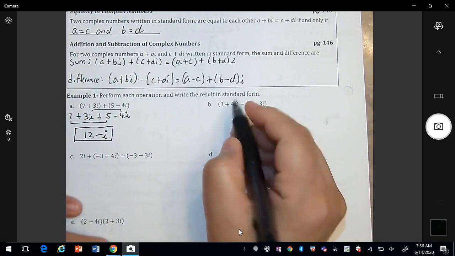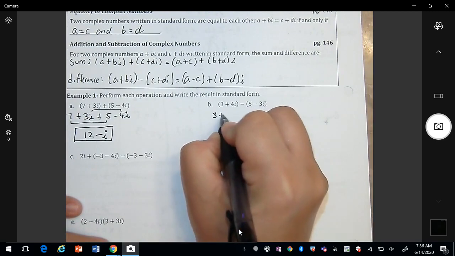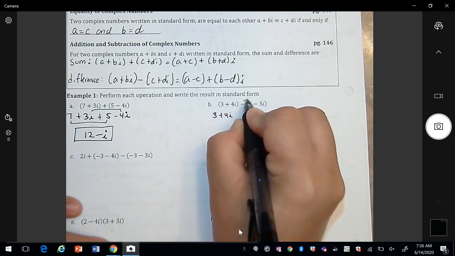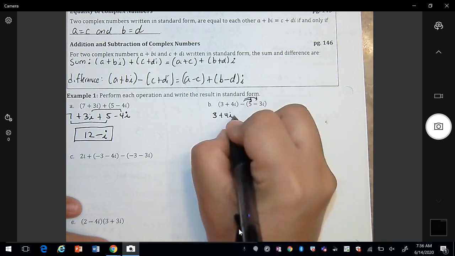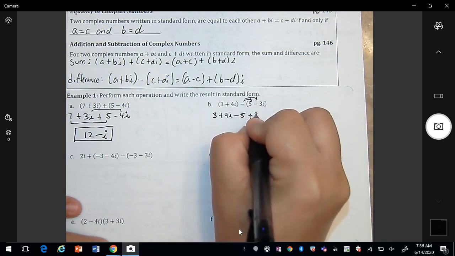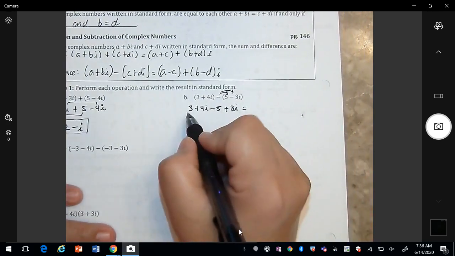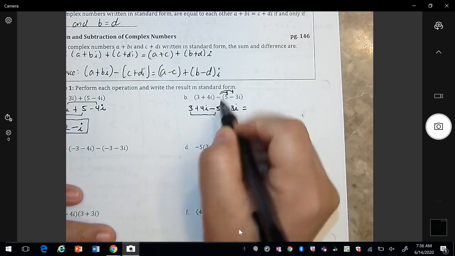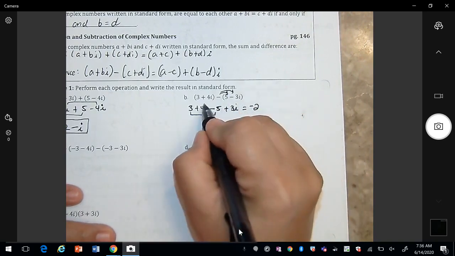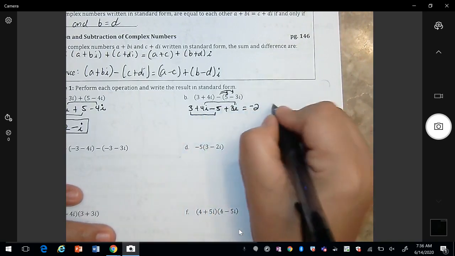Okay, so the next one we have 3 plus 4i. I'm going to distribute this negative in the parentheses. Minus 5 plus 3i. Gather our like terms, so 3 minus 5 is -2, and 4i plus 3i is 7i.